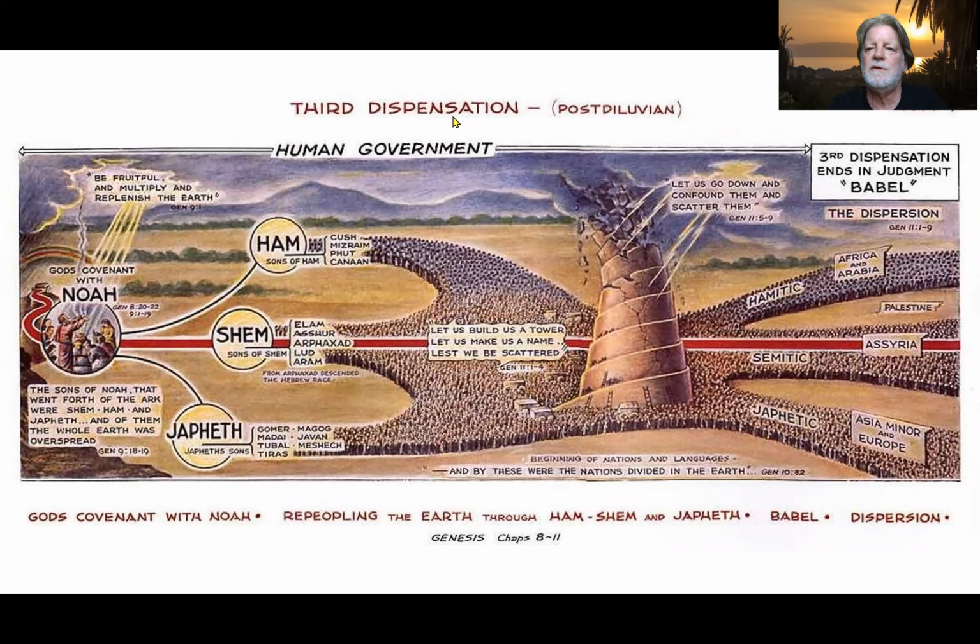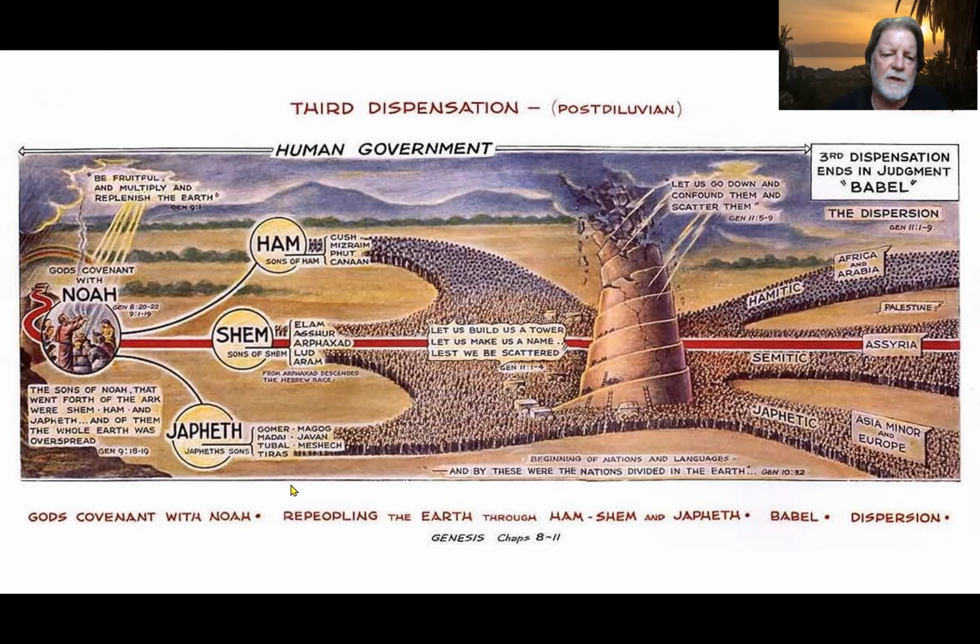Again, dispensations are periods of stewardship, oikonomos in the Greek language. And there's a little dash here and a parenthesis saying this is the post-diluvian. The last one that we did that led up to the flood of Noah's Ark was the antediluvian. This is the post-diluvian. So this takes place after the flood.